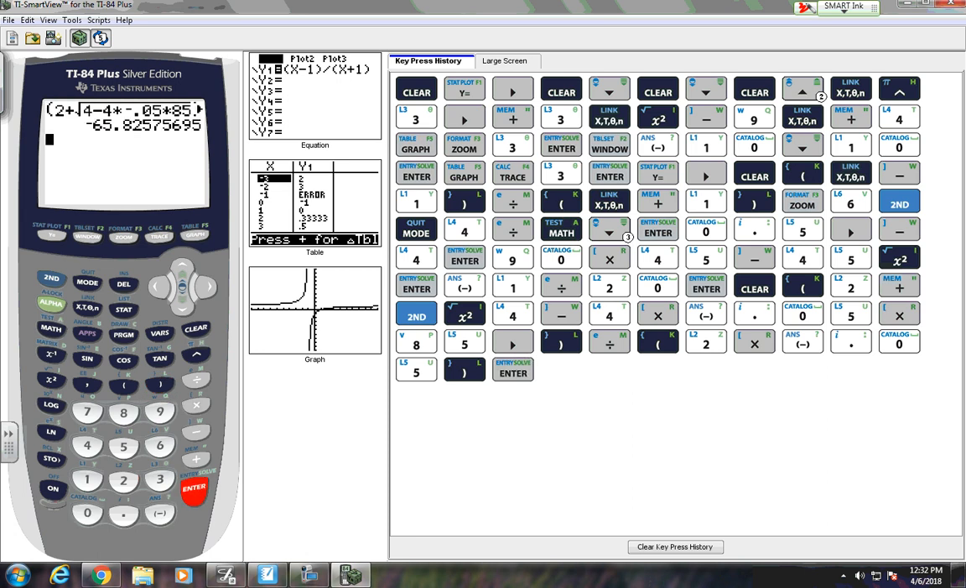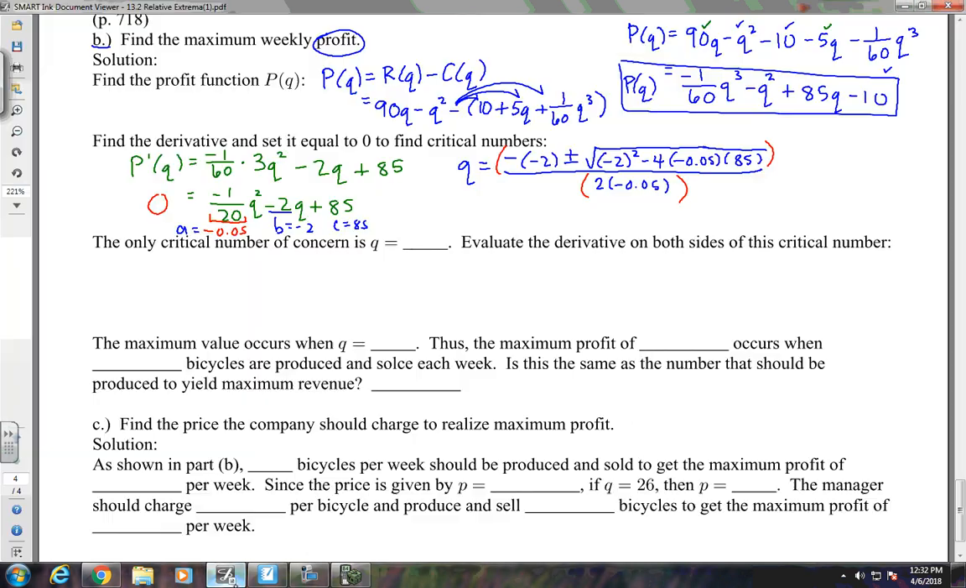So the first Q value we have is approximately negative 65.8. Now, don't forget to think about what we're modeling. Q was the number of bicycles we were producing. We can't produce negative 65.8 bicycles. So essentially, that's extraneous information. It's the correct critical value, but it's not going to be relative to my problem. So I'm going to ignore that one.